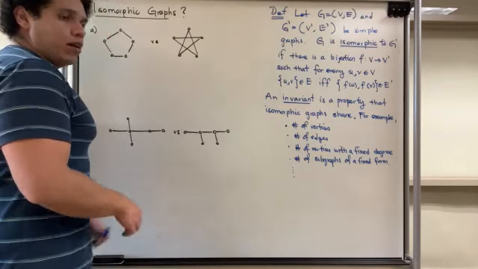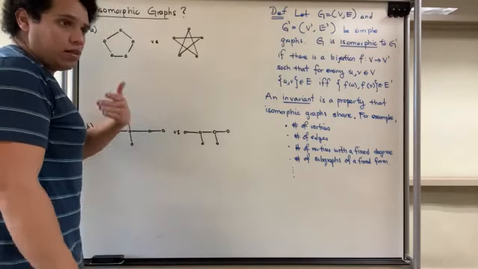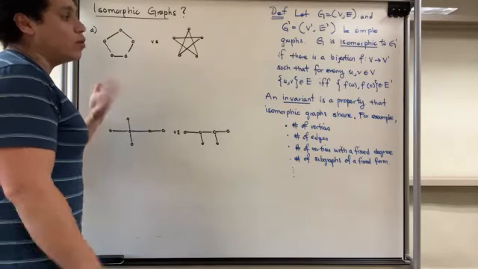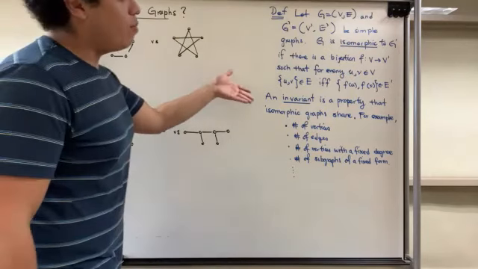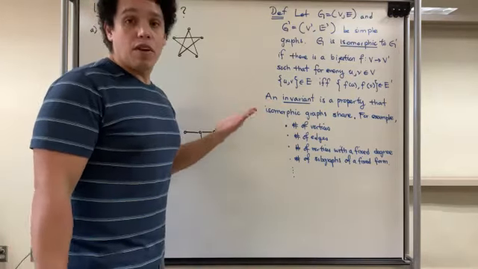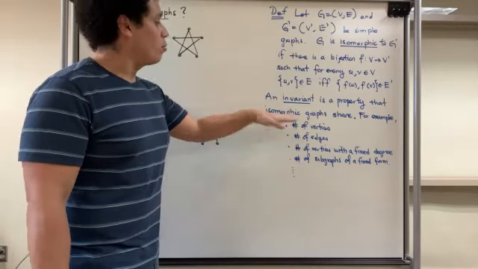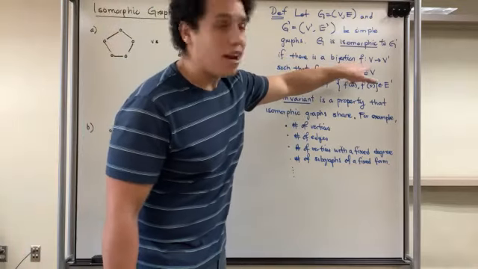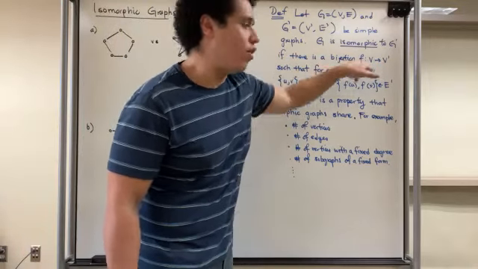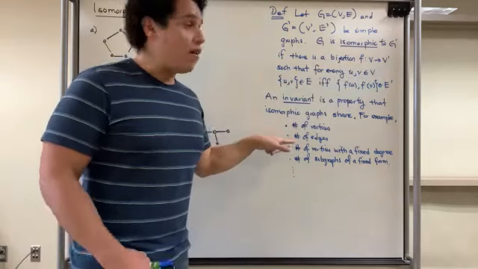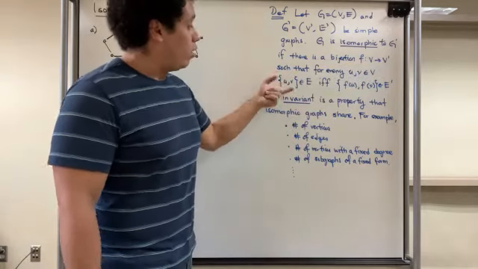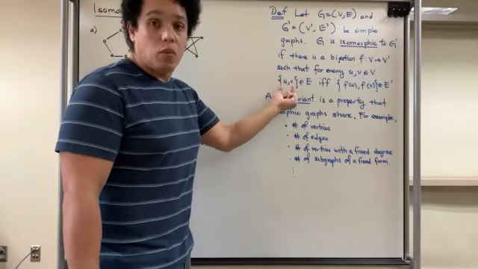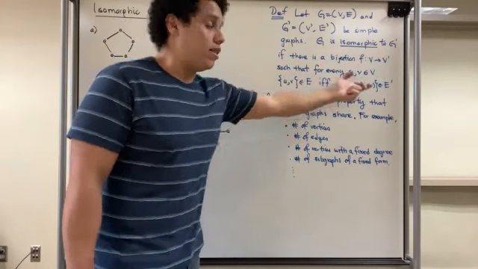But that's not the only thing that we should pay attention to. We would say that an invariant is a property that isomorphic graphs share. For example, they should have the same number of vertices. Why is that? Because there's a bijection between the collection of the two vertices. They should have the same number of edges. Why? Because there is an edge in one exactly when there is an edge in the other one.